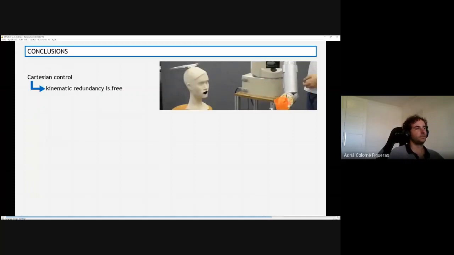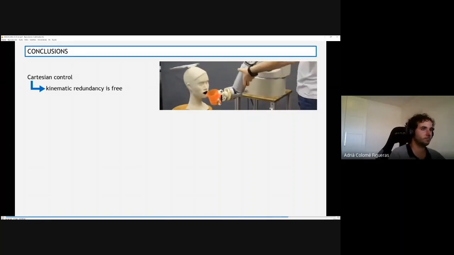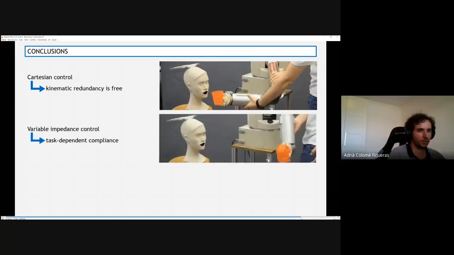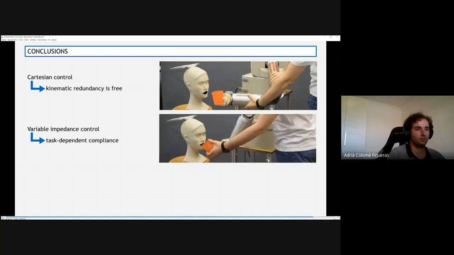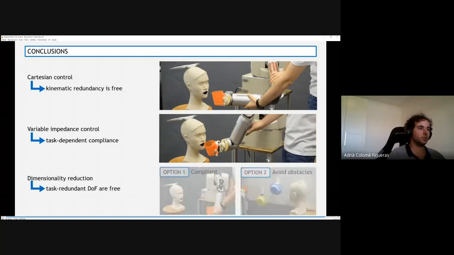So basically, here we can also see the kinematic redundancy, the elbow, okay, and the task-dependent compliance. So the position of the water glass is very rigid. Now, with dimensionality reduction, we can have this task redundant degrees of freedom.